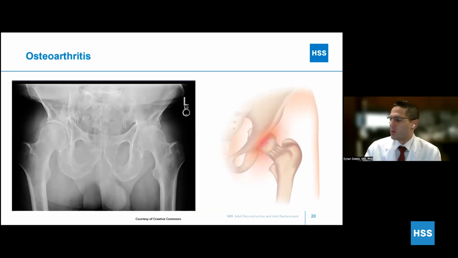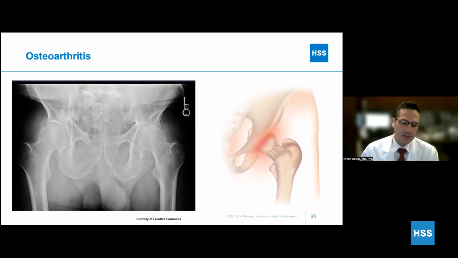So one of the most common, and the last one we'll discuss in detail, is osteoarthritis. This is probably the most common issue that patients see me for. And what is osteoarthritis? Basically, it's wear and tear of the hip.